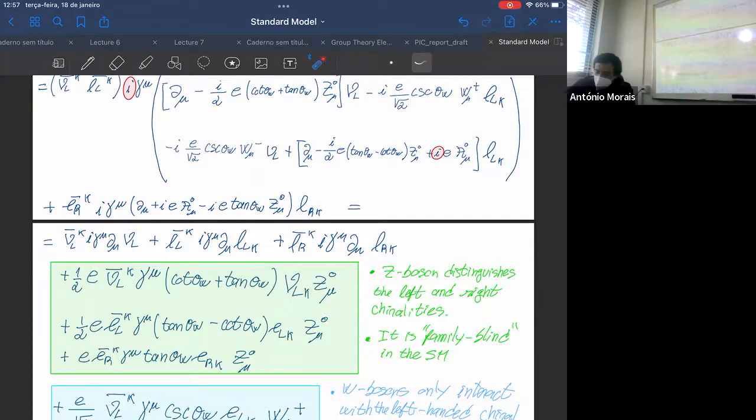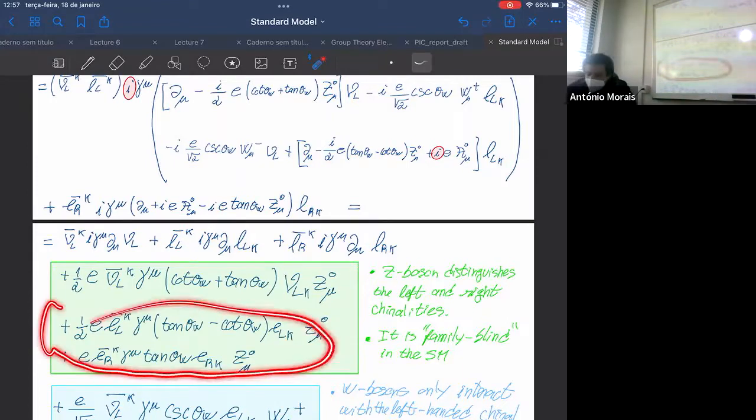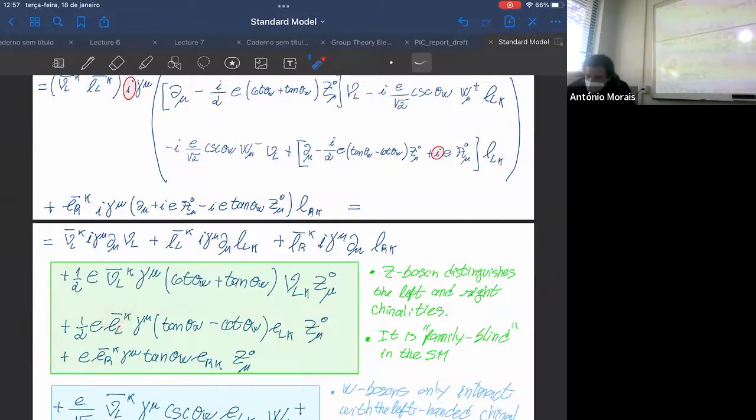If you look only at left charged leptons, it sees the left part with this Feynman rule, and the right-handed part with this. One is tangent minus cotangent, the other one is only tangent. And here there is also a one-half factor. So the Z boson distinguishes the left and right chiralities. And this defines your chiral fermion.